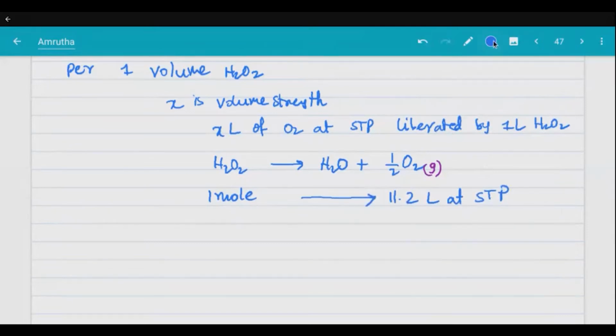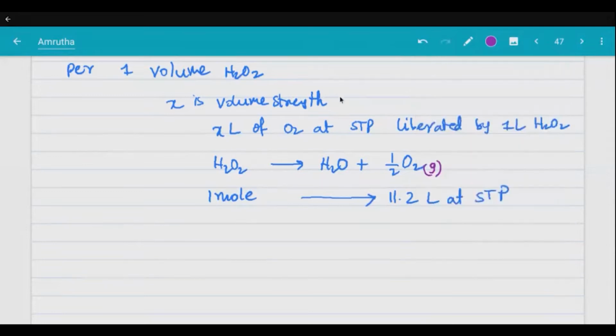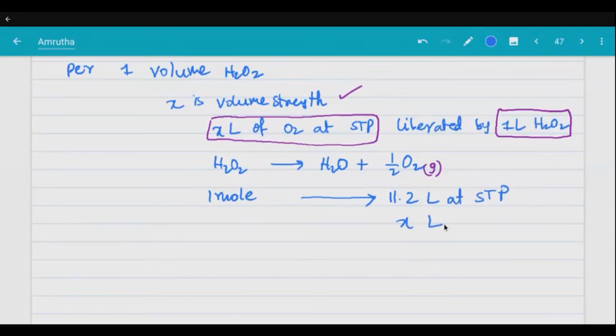Now we are relating molarity with volume strength. X liters of O2 at STP per 1 liter. So I'll find, for X liters at STP, how many moles it is. We know 1 mole is 11.2 liters. Now for X liters, how many moles?